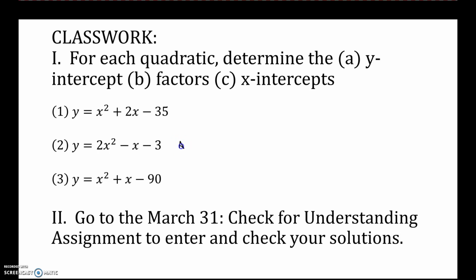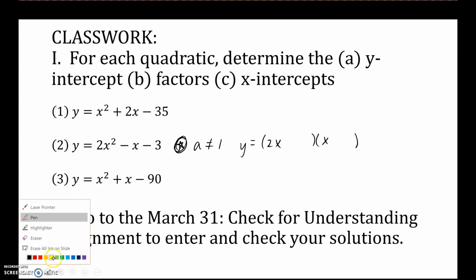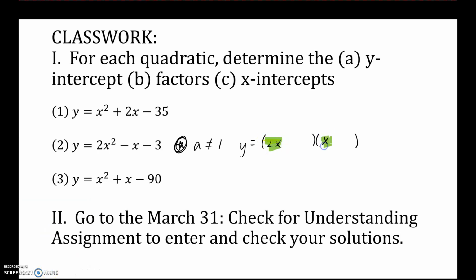Be careful on this one with factoring. A is not equal to 1. So when we factored that, we used our guess and check method. Where did 2x and x come from? Oh, I keep doing that. Sorry, guys. 2x times x gives me my 2x squared here.